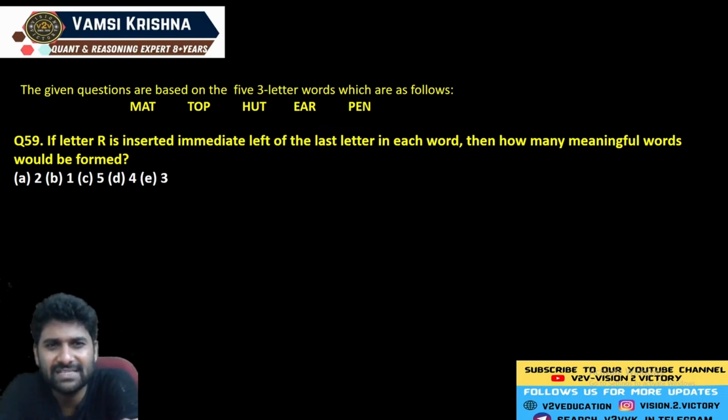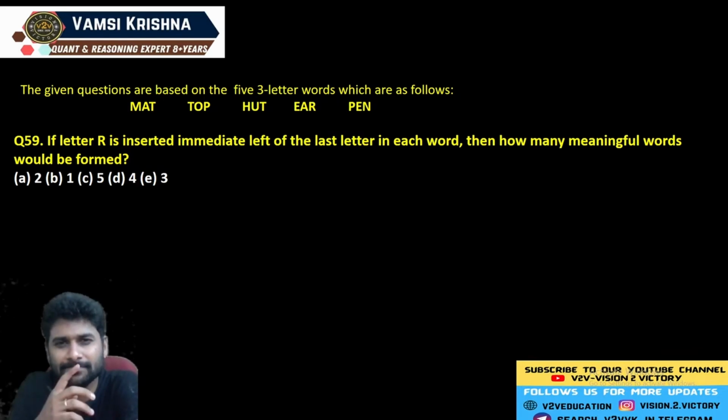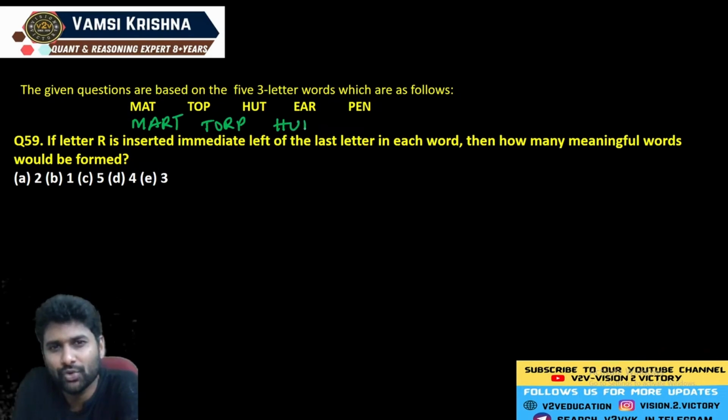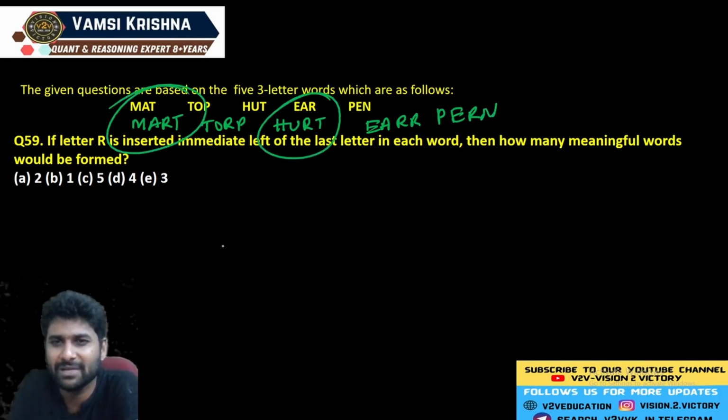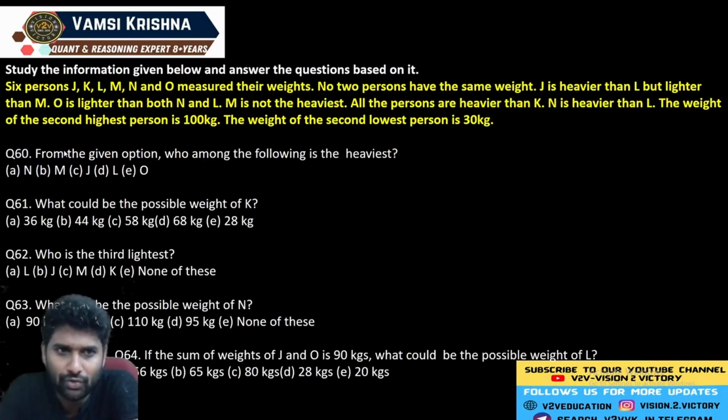If the letter R is inserted immediate left of the last letter in each word. Okay, R is inserted immediate left of the last letter. So here MART, TORP, HURT, EARR, PERN. Then how many meaningful words are there? We have MART meaningful, HURT is meaningful, and the remaining two are not meaningful words. There are 2 words. Next.